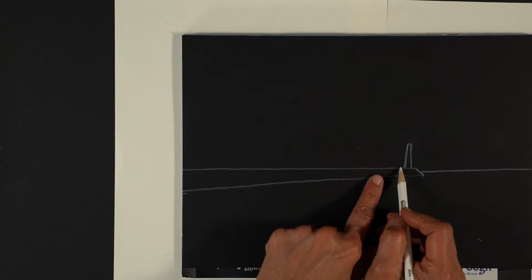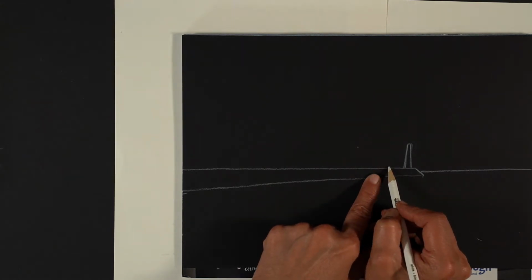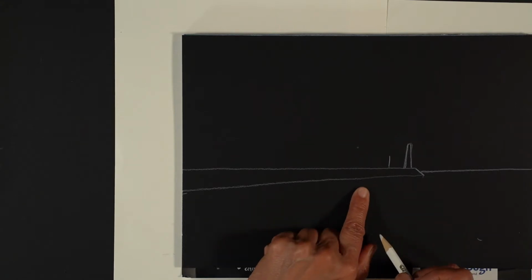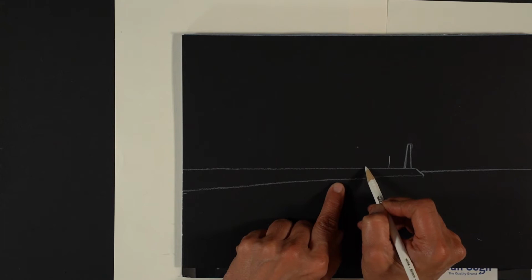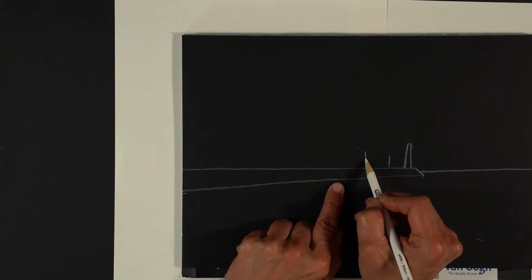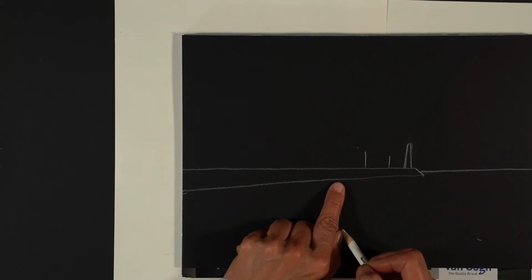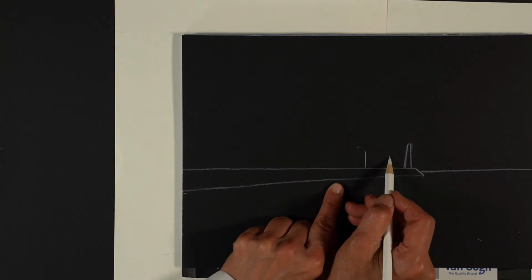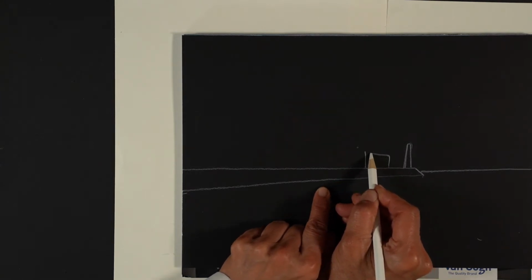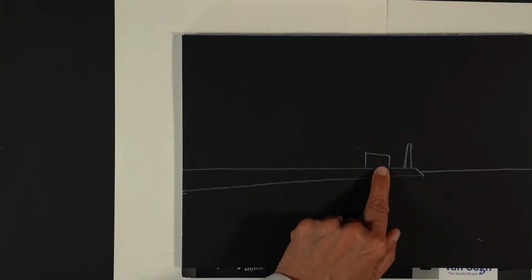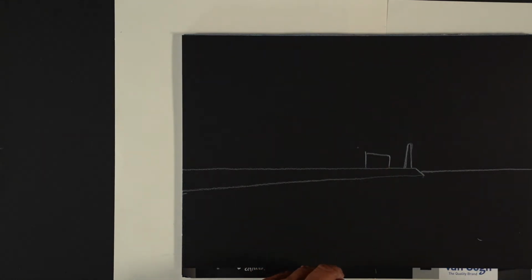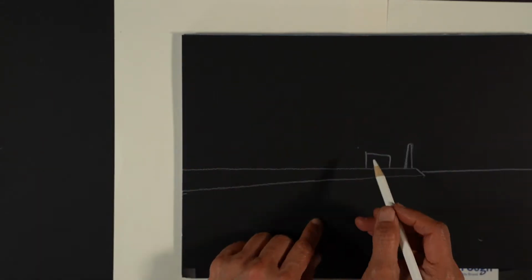Leave the lighthouse alone. Come back here and I want a short line to here. Leave this and come out about this far and make another line just a little bit higher. Connect the two with a diagonal line. Stop here. This is your cliff. But when you make cliffs and mountains, you don't draw them in one solid line. You have to make them in sections.